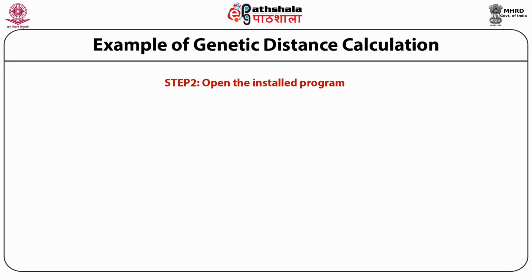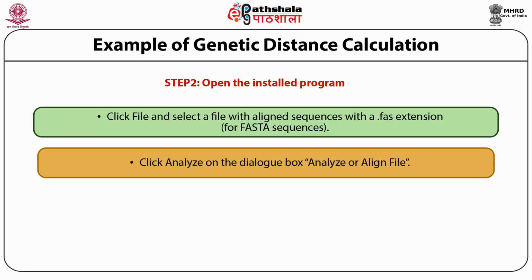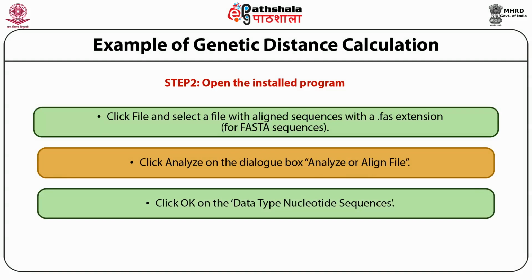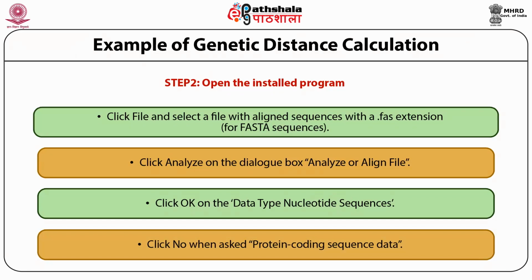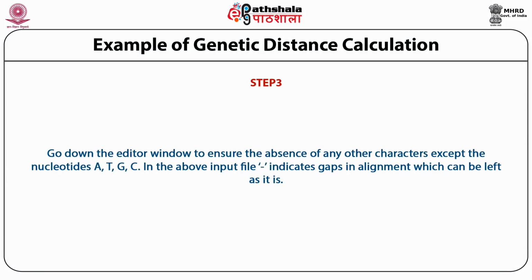Step 2 is to open the installed program. Click the file and select a file with aligned sequence with a .fas extension or FASTA sequences. Click Analyze on the dialog box. Analyze or align the file. Click OK on the data type nucleotide sequence and click No when asked for protein coding sequence data. Now, step 3 is to go down the editor window to ensure the absence of any other character except the nucleotides ATGC. In the above input file, the dash indicates gaps in alignment which can be left as it is.